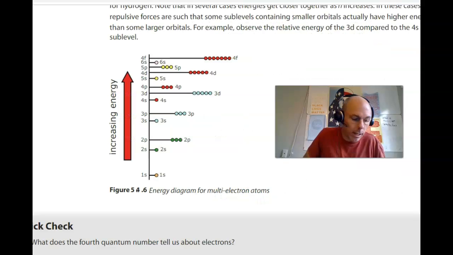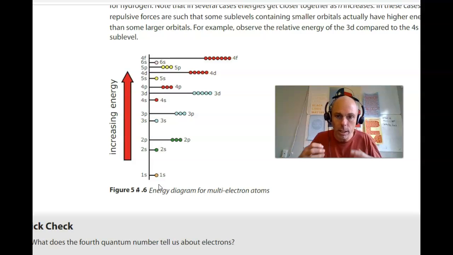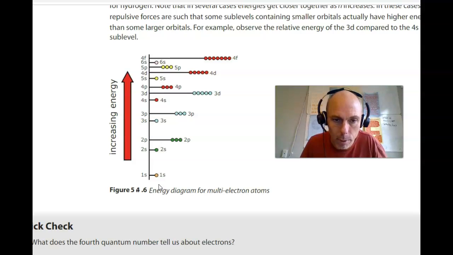So I've jumped ahead to page 297 in the textbook, 305 of the ebook, looking at figure 5.46 here. What this is showing us is the increase in energy that the sublevels in an atom have or can have. At the bottom of the diagram is the sublevel that has the lowest energy state associated with it, and at the top of the diagram is the sublevel with the highest energy state associated with it.